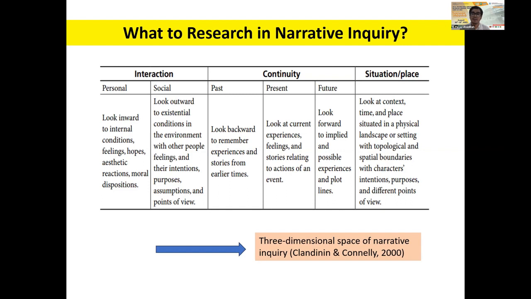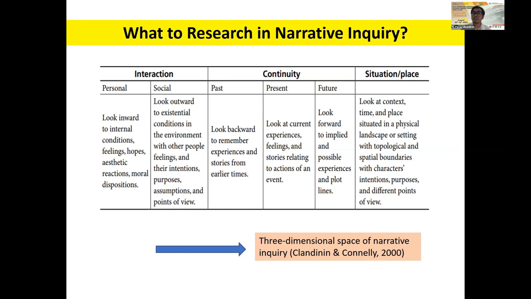And the last one is situation or settings of place. Remember that stories are happening in the middle of places, of course. There is something to say about settings of place, context, or situation, physical landscape. For example, classroom activities, classroom corridor, university cafeteria, or teacher workshop for teacher professional learning, for example. You need to also focus on these things. So interaction, continuity, and situation are the very important aspects when you are doing narrative inquiry.